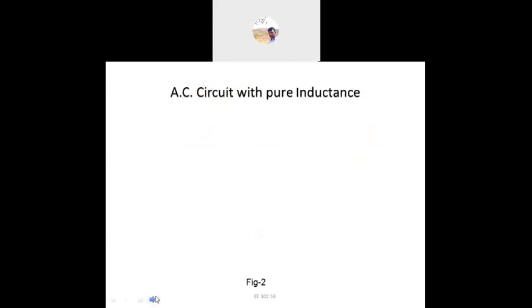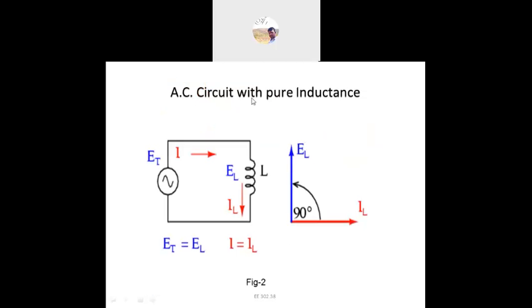So let's talk about the AC current through a pure inductance. We talked about the resistor, and now we'll talk about a pure inductance in an AC circuit. Here we have taken the AC source and a pure inductor. The current flowing is indicated by I, the current through the inductor, I L.